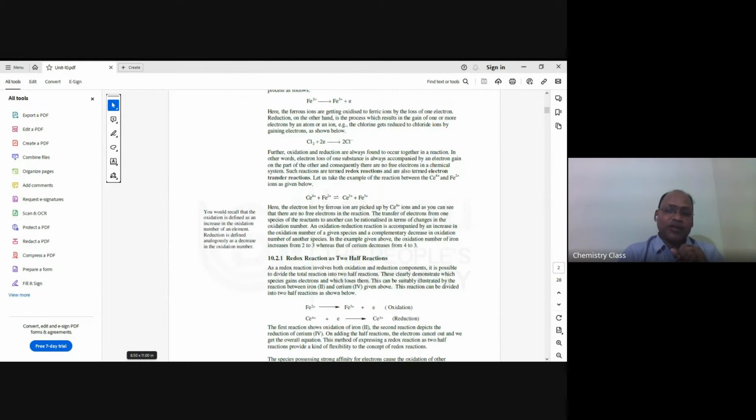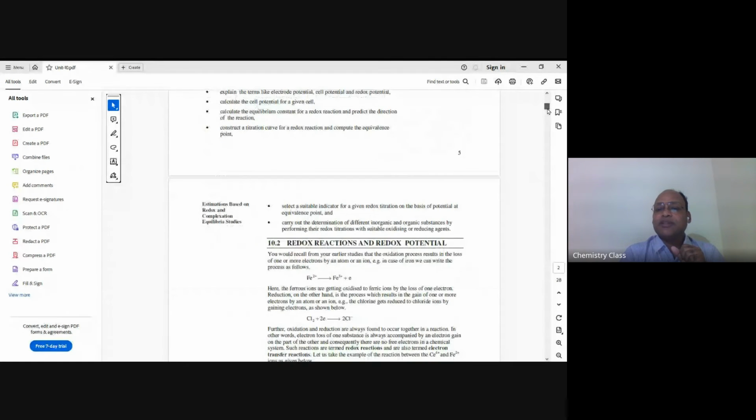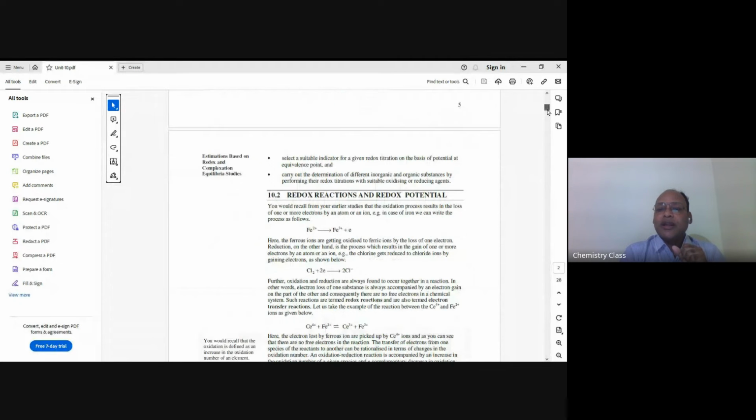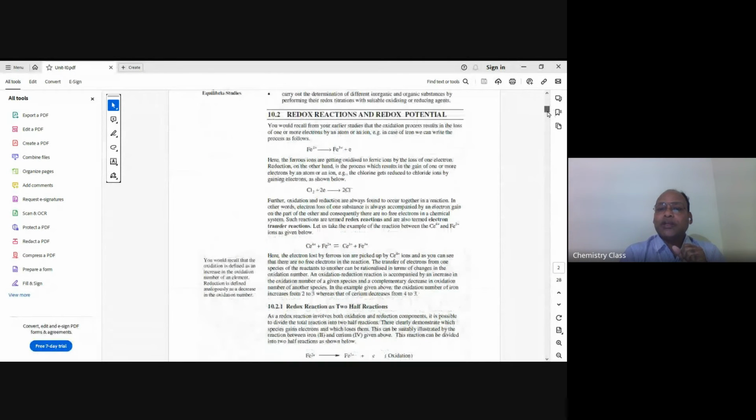In the last class we started with redox reactions and how they are applicable in analytical chemistry. Last class I also told you what we mean by oxidation as well as reduction, and how you can detect whether oxidation or reduction is taking place in a particular reaction.